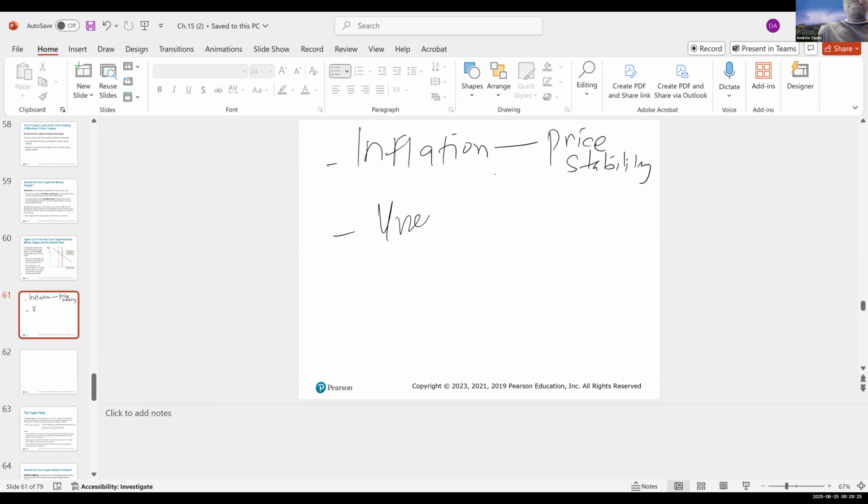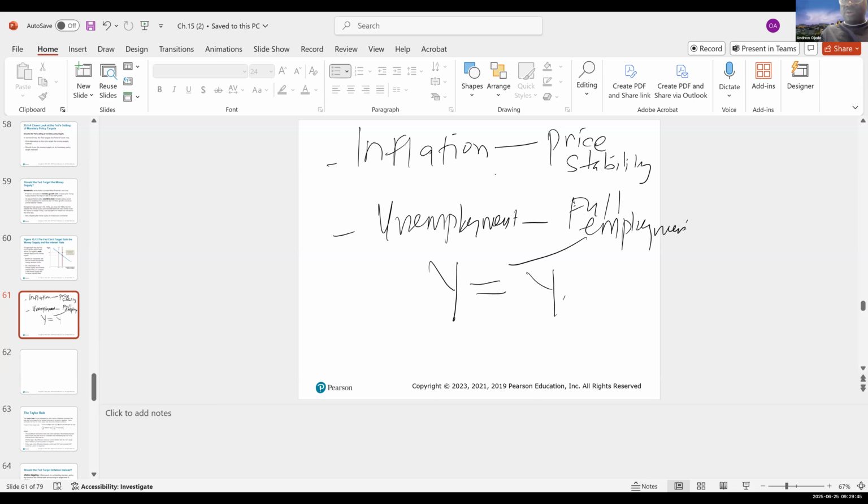unemployment. That's why the Federal Reserve needs to maintain full employment. So here's the deal. What do we mean by this? First, I'm going to start with full employment. Full employment means that the actual output that the economy is producing must be close or at least equal to its full potential.